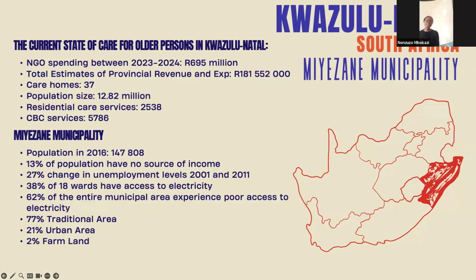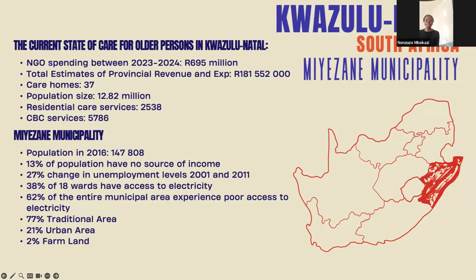And then just to paint a picture in terms of access to electricity, 13% of the 18 wards in Mjazane have access to electricity, although this access is poor, and the participants that I spoke to spoke about the fact that they can experience power outages for up to a week until the municipality is able to respond and resolve whatever the issue is. 77% of areas in Mjazane municipality are traditional areas, 21% is urban areas, and 2% is farm areas. And there's a strong farming of sugarcane in the area.